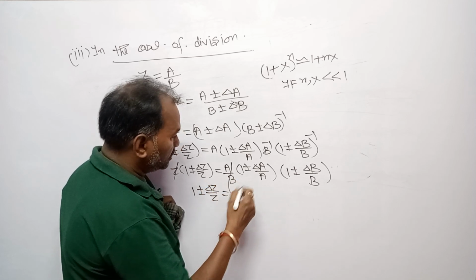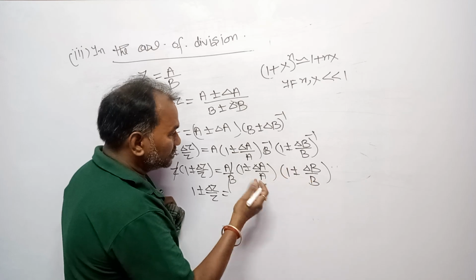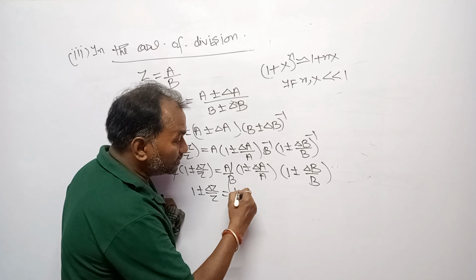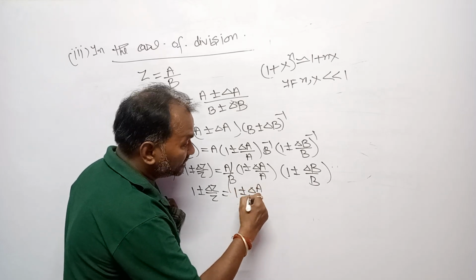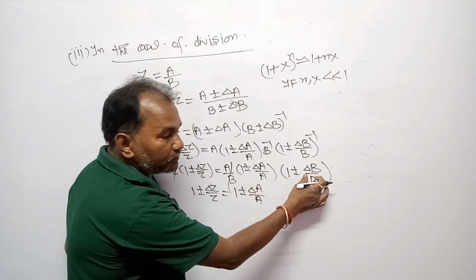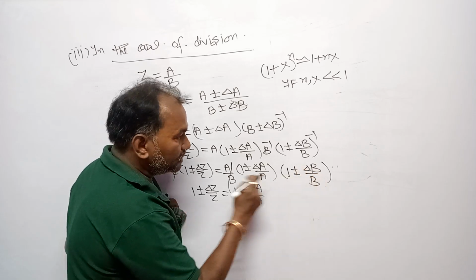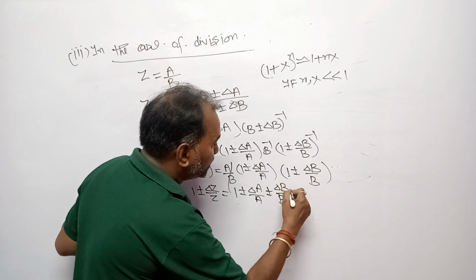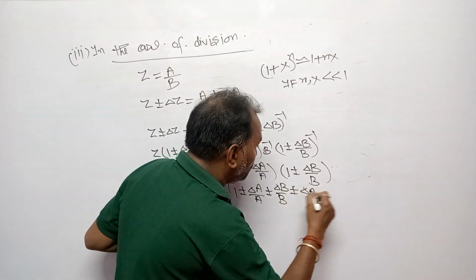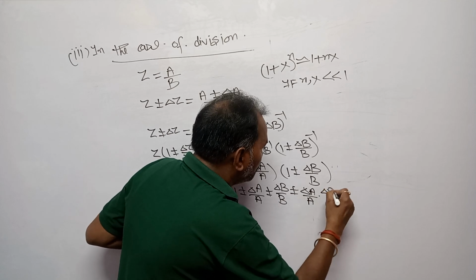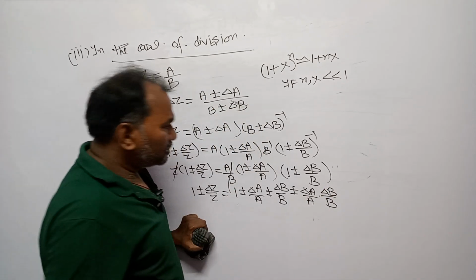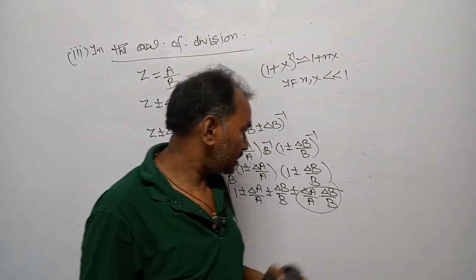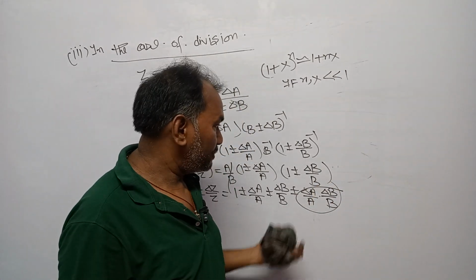That is equal to, now multiply these two quantities. If you will multiply with 1, you will get 1 plus minus delta A divided by A. Now multiply with plus minus delta B over B. If you multiply with 1, you'll get delta B over B, and then plus minus delta A over A into delta B over B.